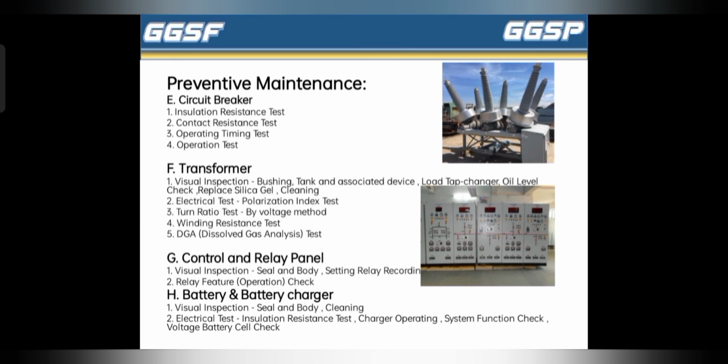G. Control and relay panel. Visual inspection, seal and body, setting relay recording. Second, relay feature, operation check. H. Battery and battery charger. First, visual inspection, seal and body cleaning. Second, electrical test, insulation resistance test, charger operating system function check, voltage battery cell check.